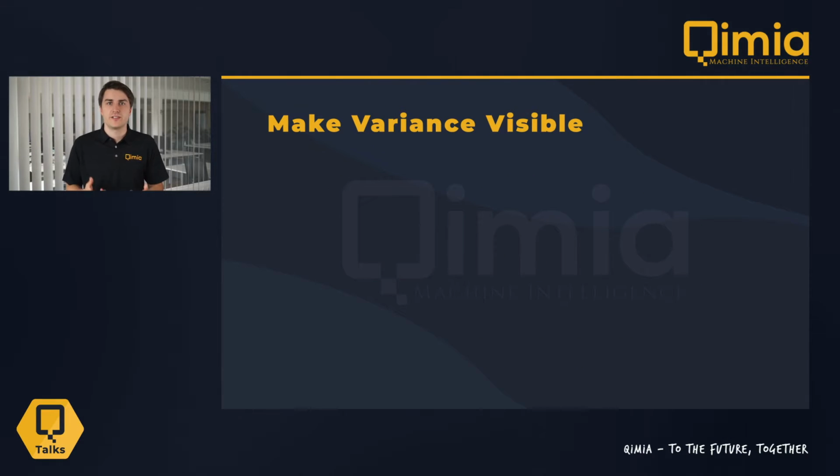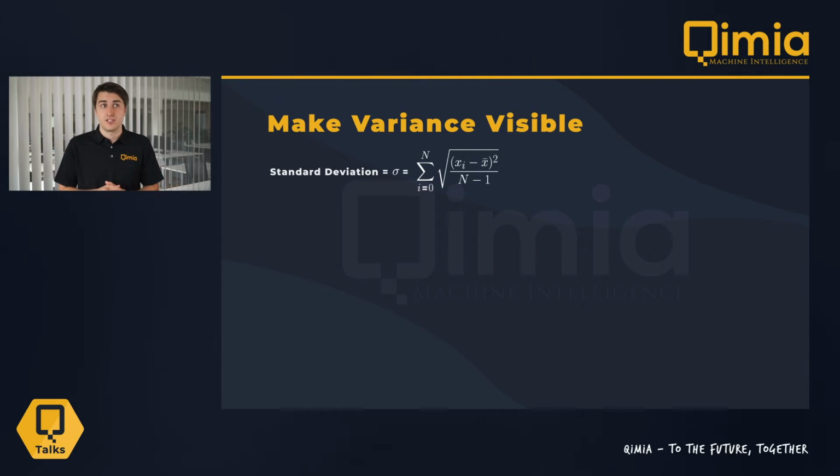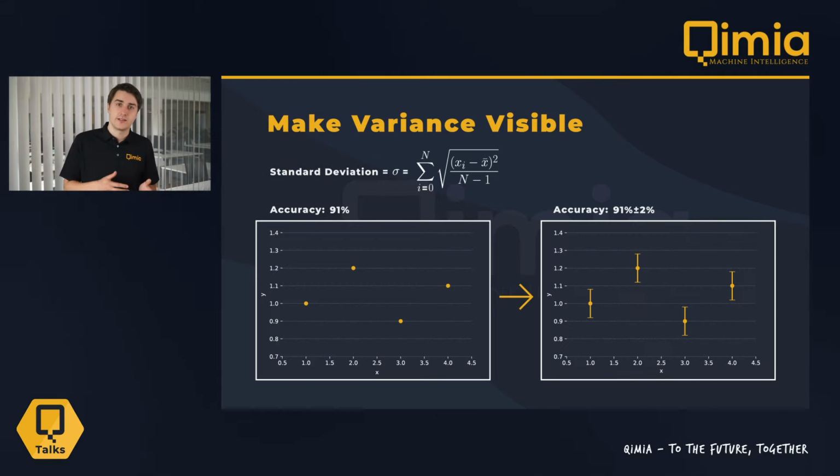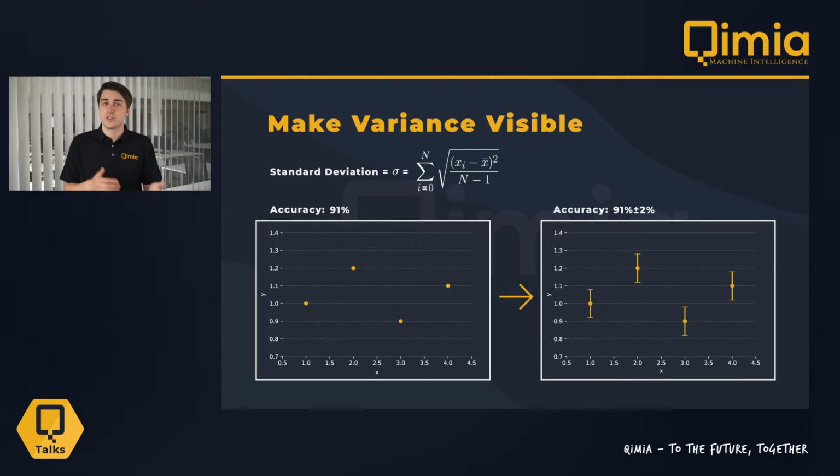Step one is always to make your variance visible. This is done by running your experiment multiple times and checking how strongly the individual measurements deviate from each other. This is called the standard deviation. Then once you calculated it, you put this deviation next to your actual measurements. The good news is we already have multiple measurements. Each point in our test set is such a measurement. And when we calculate a performance metric like an F1 score or accuracy, we calculate an average across all these measurements. The only thing we need to do then is to also calculate the standard deviation and put it next to it. This will look something like the accuracy is 91 plus minus 2%.